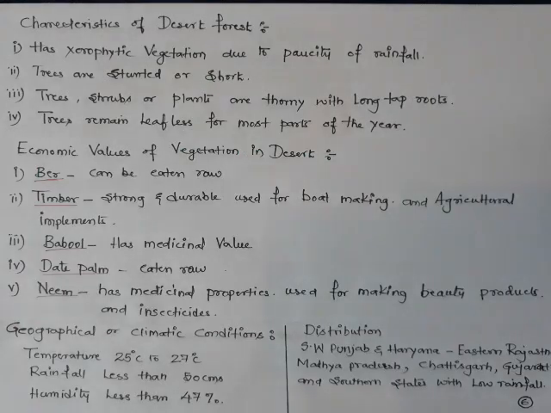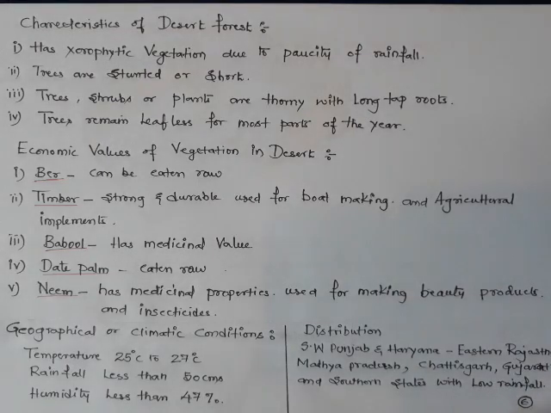Characteristics of desert forest, this is important from a board examination point of view. It has xerophytic vegetation due to paucity or scarcity of rainfall. Trees are stunted or short. Trees, shrubs, or plants are thorny with long taproots. This is to pull out water from the water table. Trees remain leafless for most part of the year to prevent evapotranspiration.